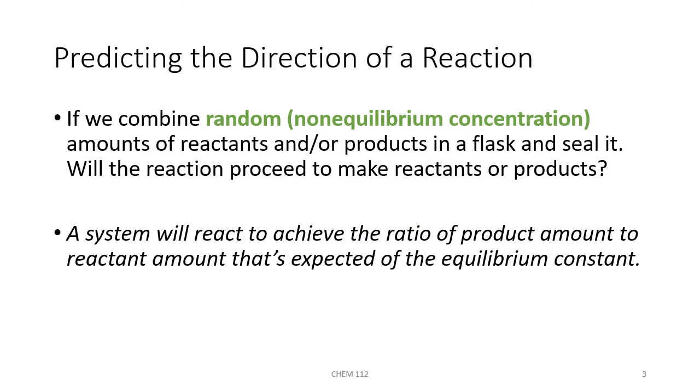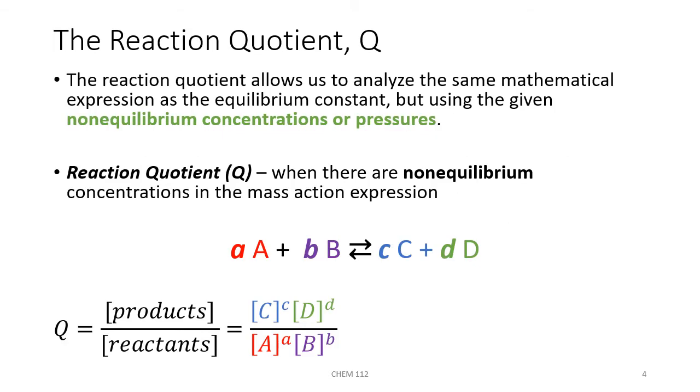If we were to combine random amounts of reactants and products in a flask and seal it, how could we tell the direction the reaction will proceed? Will it shift to the left and make more reactants, or will it shift to the right and make more products? This is if we're putting non-equilibrium amounts in our flask. So we're just putting some random amounts in there and seeing what will happen. Essentially, a system will react to achieve the ratio of products to reactants that's expected of the equilibrium constant, meaning K sub C or K sub P. So we can figure out what way a reaction will shift, either to the reactants or to the products, in order to attain equilibrium.